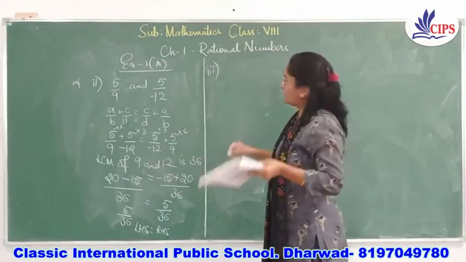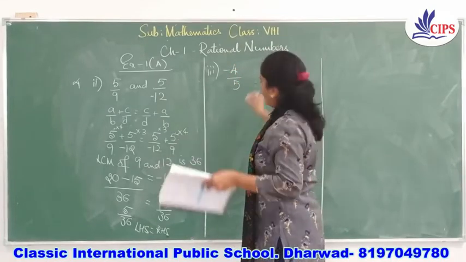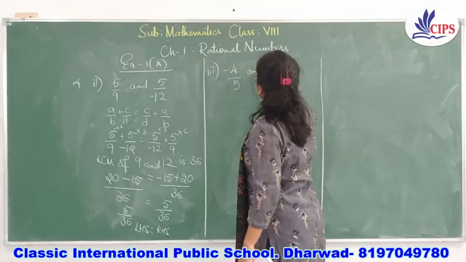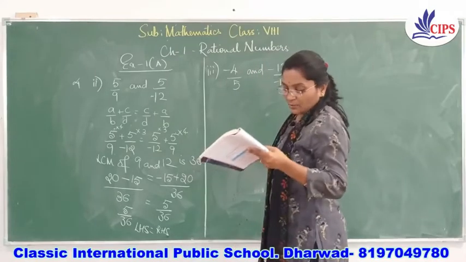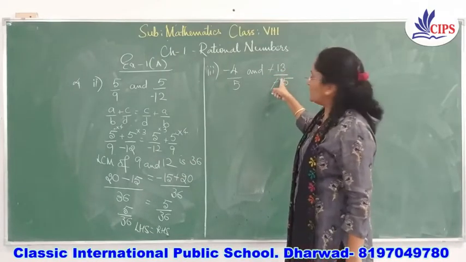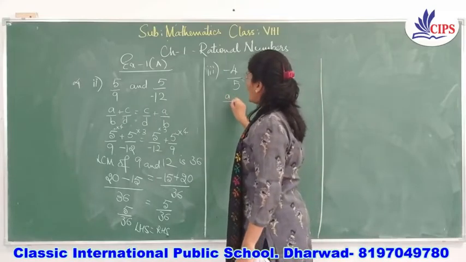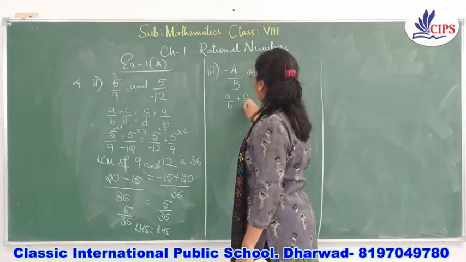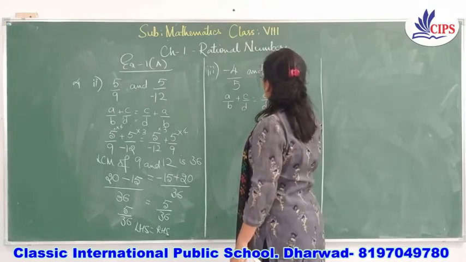So third sum is minus 4 by 5 and minus 13 by minus 15. As these both are having the same sign, we can cut off these and we'll write it as a positive number only. And now we'll write the commutative property, that is A by B plus C by D is equal to C by D plus A by B.